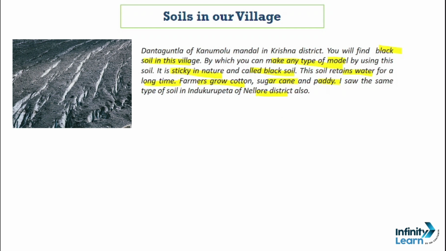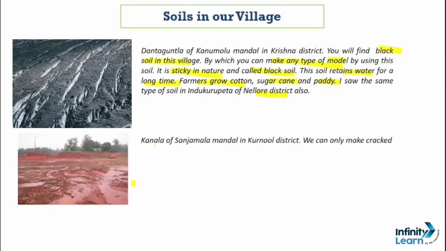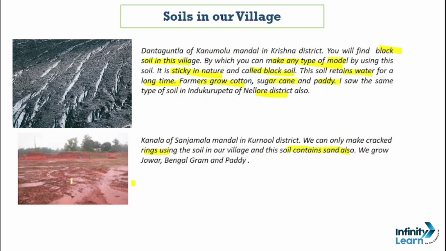Now let's see our fourth example, which is of Canala of Sanjamala Mandal in Kurnool district, and they use this soil for making rings, and this soil contains sand also. On this soil they grow jowar, Bengal gram and paddy. So as we have seen here, there are different types of soils and they have different characteristics by which they can grow different types of crops on them. So let's move ahead to our next topic.